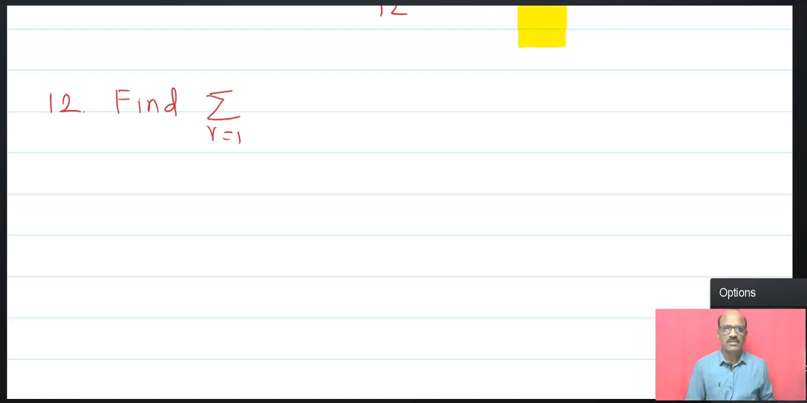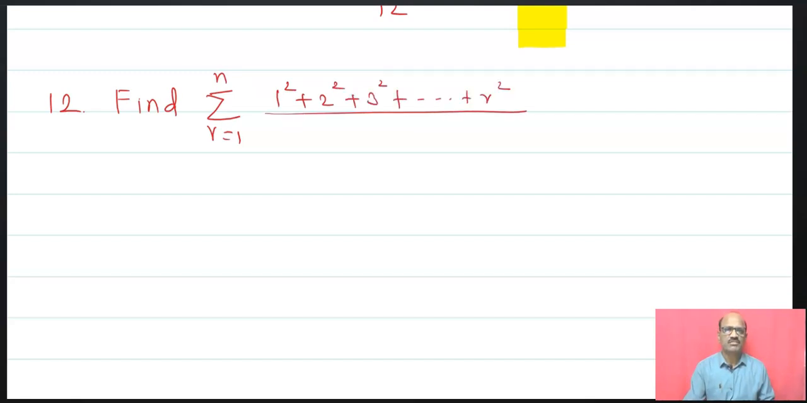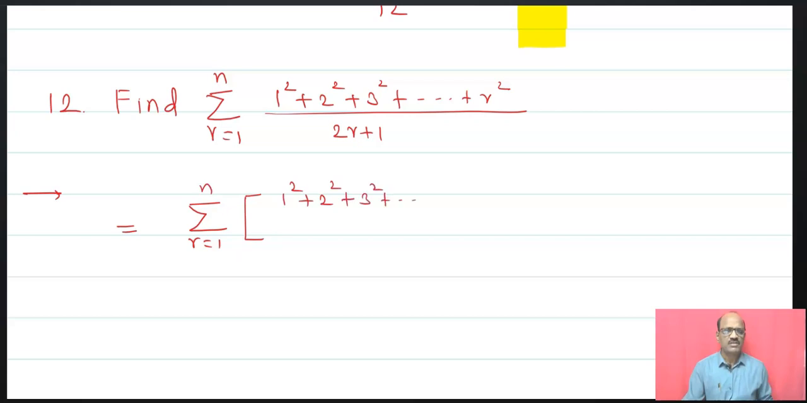Now, here is the 12th sum. That is summation r equals 1 to n of 1 square plus 2 square plus 3 square up to r square upon 2r plus 1. Now, this is a very important example, because we are deciding that 1 square plus 2 square plus 3 square up to r square, that is the summation, upon 2r plus 1.